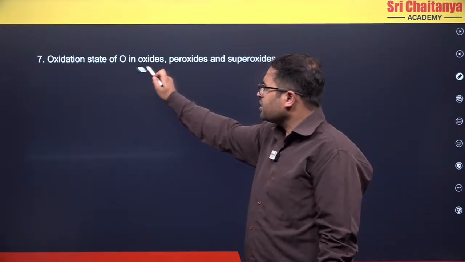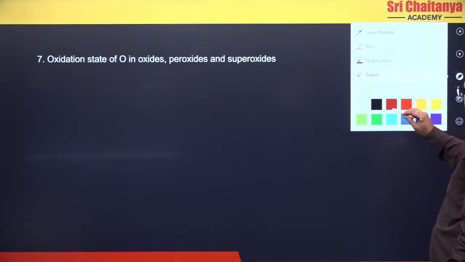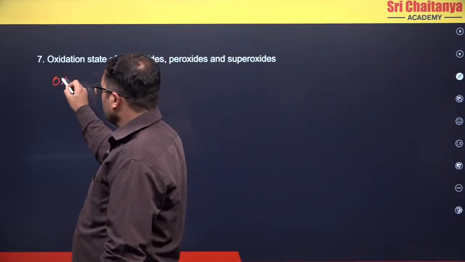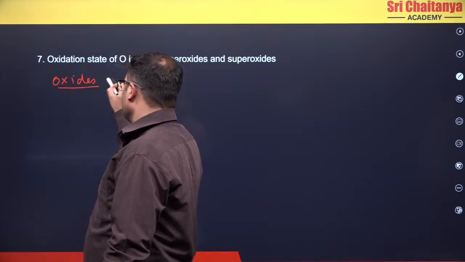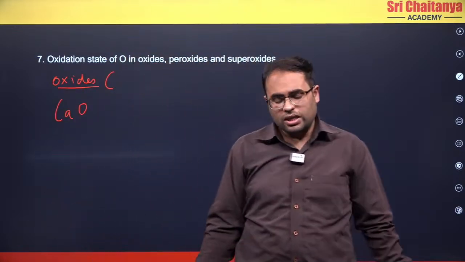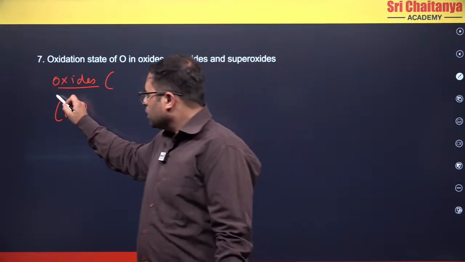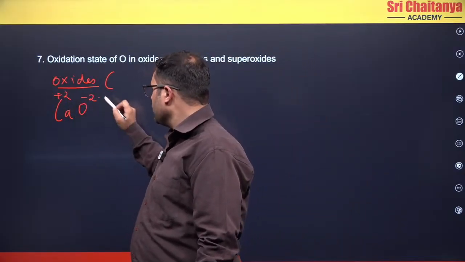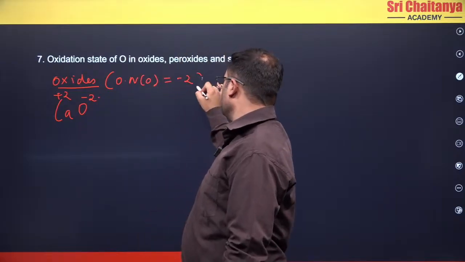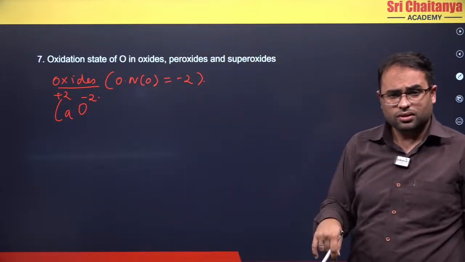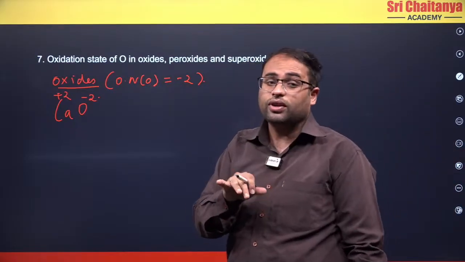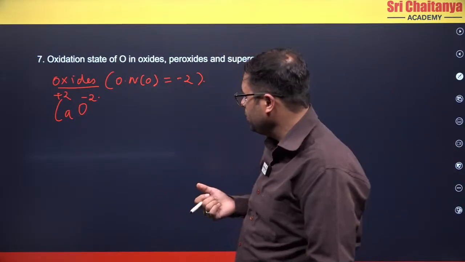Now, O in oxides. What do I mean by that? Let us talk about oxides first. Suppose you have calcium oxide. Calcium is an alkaline earth metal, +2, so this will have -2. So in oxides, the oxidation number of oxygen is -2. No surprises there. Mostly oxygen's oxidation number will be -2 only if it is attached to a less electronegative element.